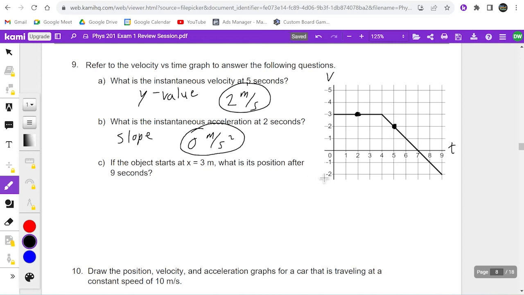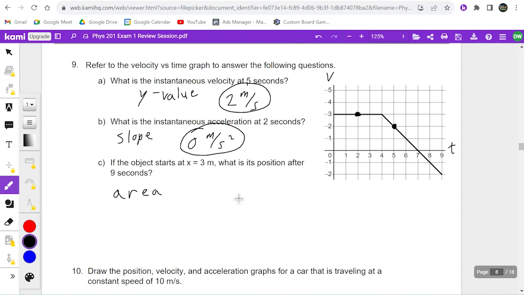And then finally the last one, the hardest one. If the object starts at x equals 3 meters, what is its position after 9 seconds? Well, we already know. It's only one thing left. We already did y value and slope. It's got to be area. And we also know it's area because that gets us displacement. Remember, displacement is not the position. It's the change in position.